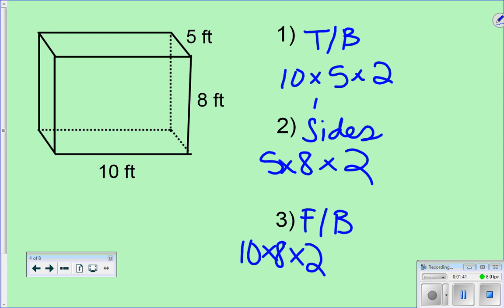So this is going to be 100. This one's going to be 80. And this one is 16 times 10. So 160. You guys see that? And then what am I going to do? I'm going to add them all together to get my surface area.